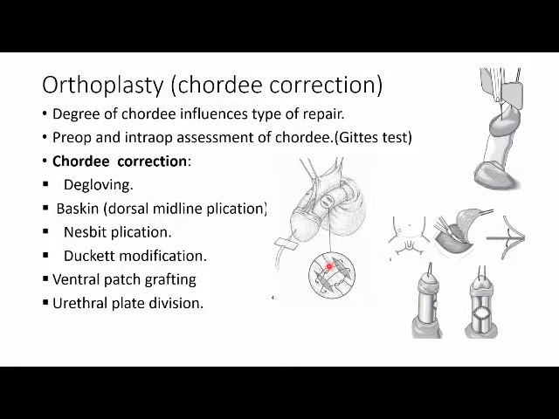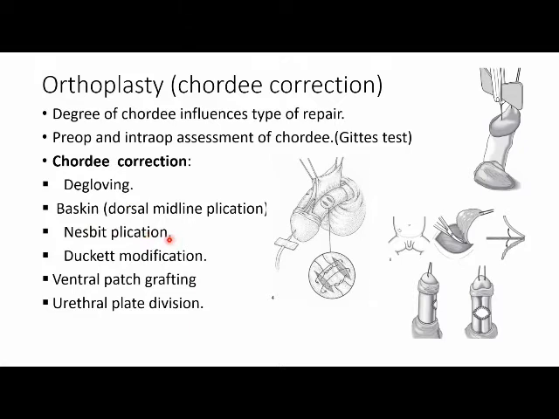If residual chordee is there and it is less than 30 degrees, the following procedures can be used to correct it. The first procedure described is dorsal midline plication. As we know, the neurovascular bundle of the penile tissue runs at around the 10 o'clock and 2 o'clock positions, away from the midline. So a dorsal bite is taken over the corpora at the part of maximum curvature so that the chordee can be straightened. That is one procedure we can use to correct chordee if it is less than 30 degrees. Another procedure is the Nesbit plication.